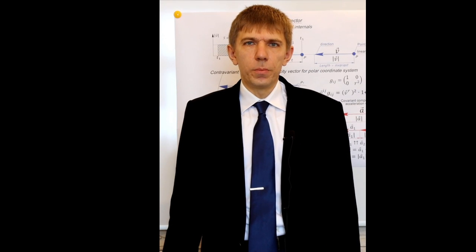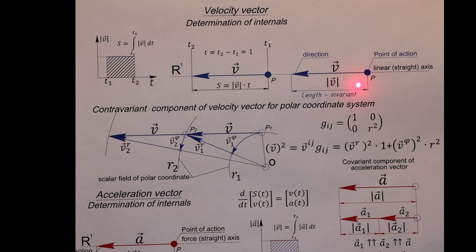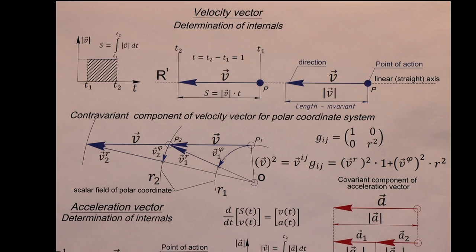Some points are worth noting about the property of velocity and acceleration vectors. The velocity vector has a point of action. It's not a sliding vector. I can't move it along a linear straight axis without a change of time parameter t. This is the time scalar parameter. The modulus or length invariant has been parameterized by t equal 1, as shown in the picture.